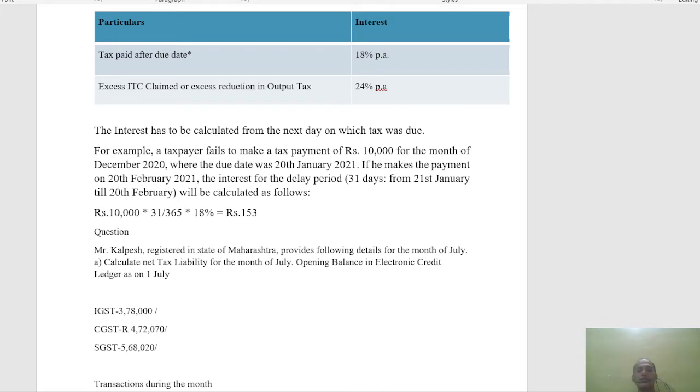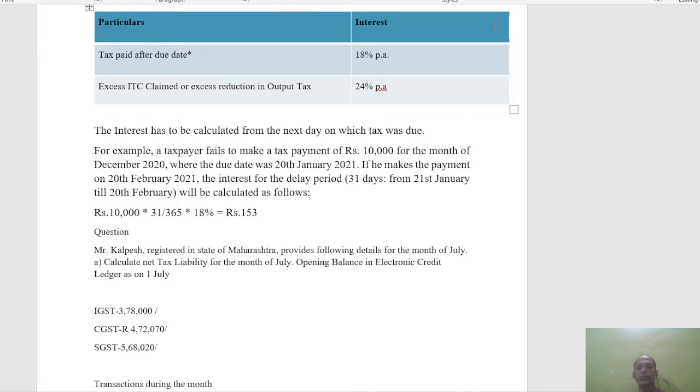Now the interest has to be calculated from the next day on which tax was due. Normally the tax is payable on or before the 20th day of the next month. So if you have collected any GST during the month of January, then the due date for the payment of GST is on or before 20th February. So 20th February is the last date.